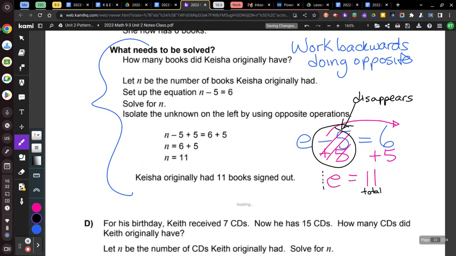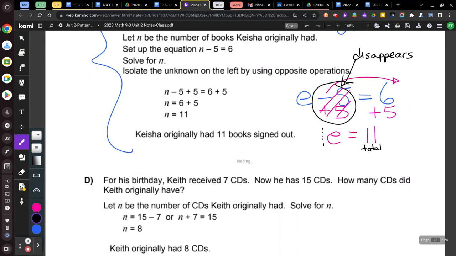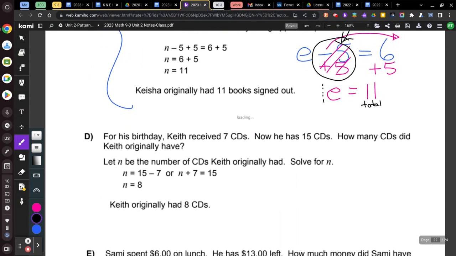Okay, so we work backwards. Let's look at the next question. So it says, for his birthday, Keith received 7 CDs. He now has 15. So we could say 7 plus something equals 15. So how much he has at home? Okay, so total number of CDs he has is 15.